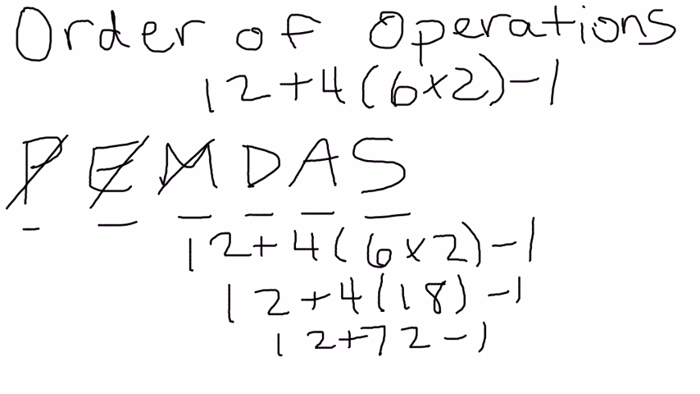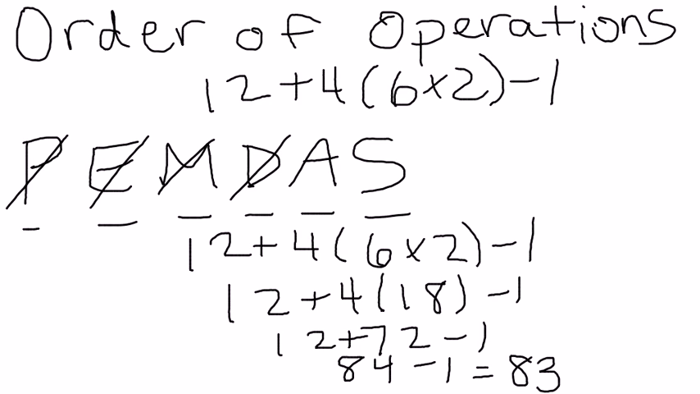Now we have no division, and we have addition and subtraction. Now which one do we do first? You should always work from left to right. So 12 plus 72 is 84. 84 take away 1, that gives us 83.